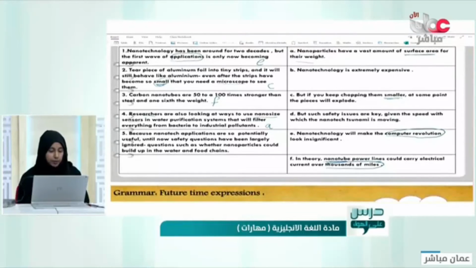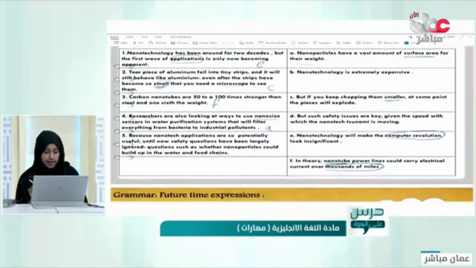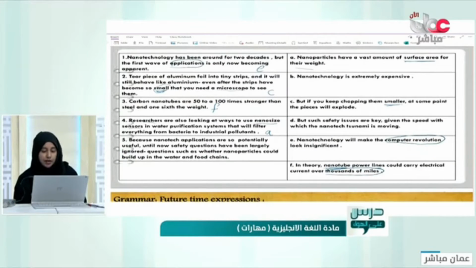Let's move to the last one. Because nanotech applications are so potentially useful, until now safety questions have been largely ignored. So here, our focus is on what? Safety. Safety questions have been ignored. Questions such as whether nanoparticles could build up in the water and food chains. So let's move. Here we have again B and also D. What do you think about B? Nanotechnology is extremely expensive, and D, but such safety issues are key given the speed with which the nanotech tsunami is moving.